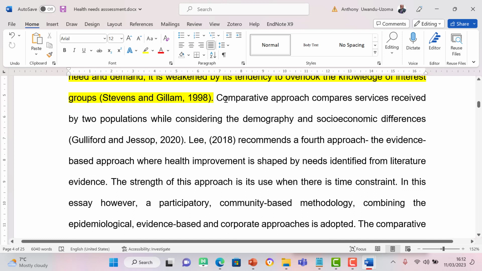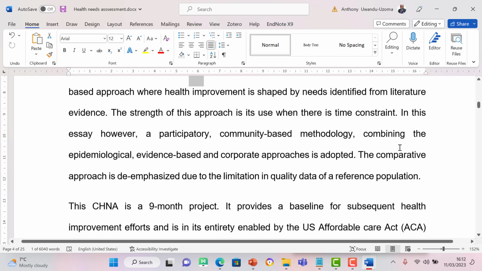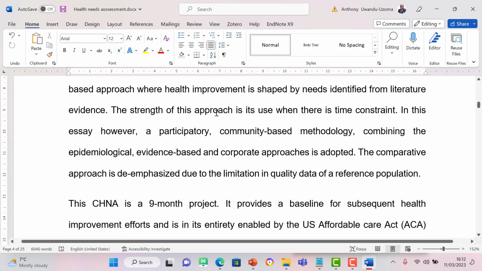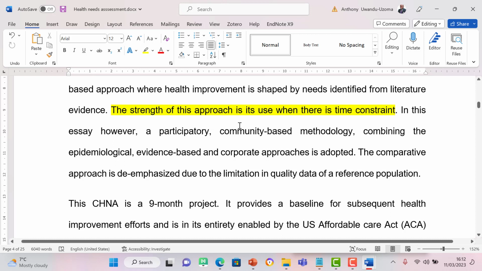Now, this is for the comparative approach. The comparative approach compares services received by two populations while considering the demography and socioeconomic differences. Now, this is a quote. She didn't critique this one, but the last one is the evidence-based approach. Now, look at the critique. The strength of this approach is that it can be used because of time constraints. In this essay, however, she used a participatory community-based methodology combining epidemiological, evidence-based, and corporate approaches.